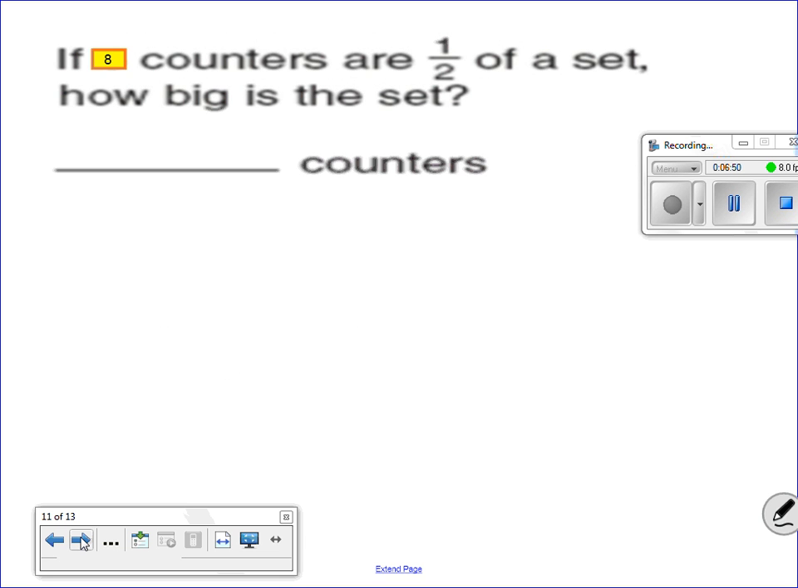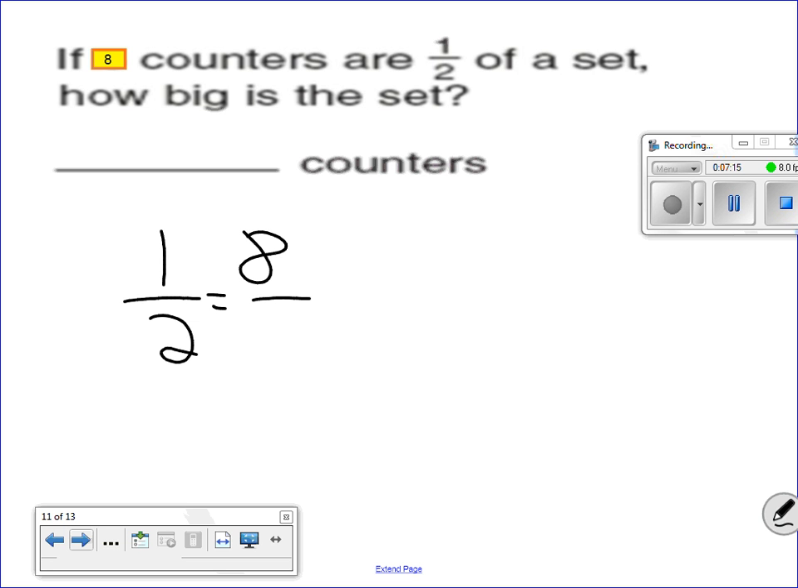There's another problem here. If 8 counters are half of the set, now 8's not my whole, 8 is half. So I'm gonna write half equals, now this is where it gets tricky. Am I gonna put the 8 as the numerator, 8 as the denominator? If I put 8 as the denominator, that means 8 is the whole. 8 isn't the whole, 8 is part. So 8 has to be my numerator.